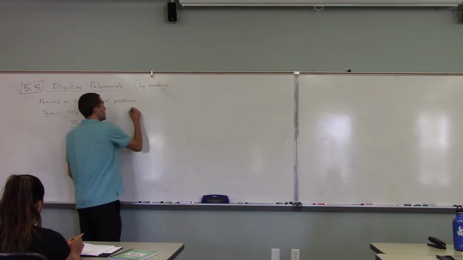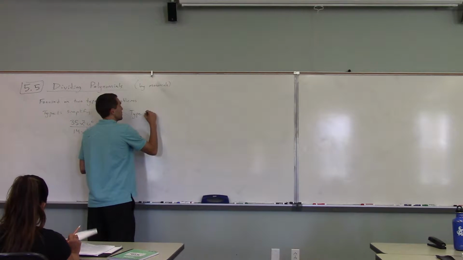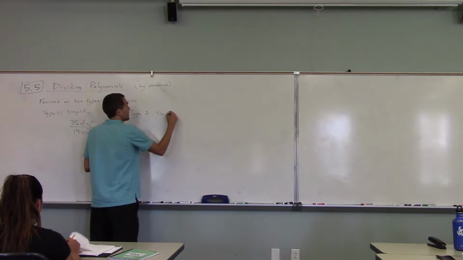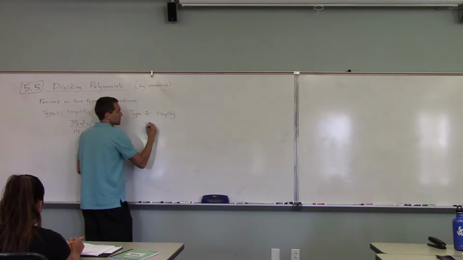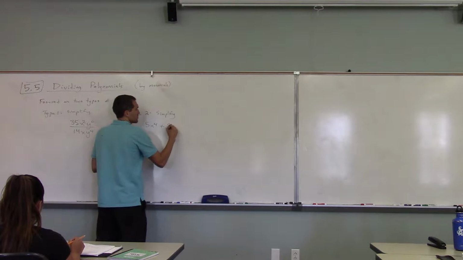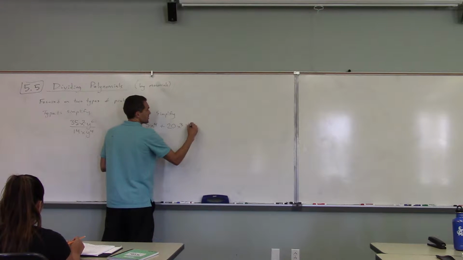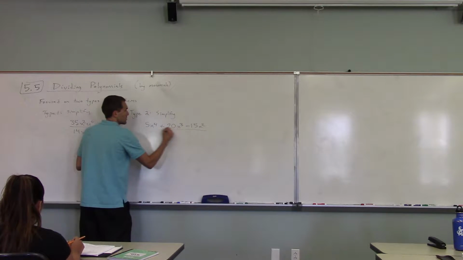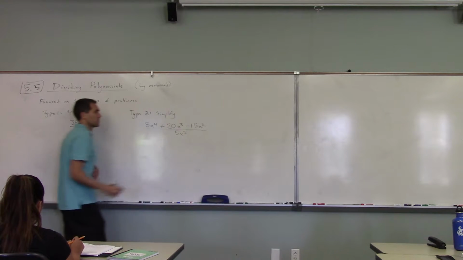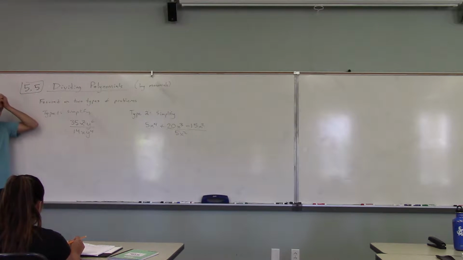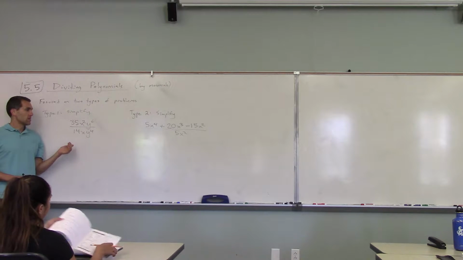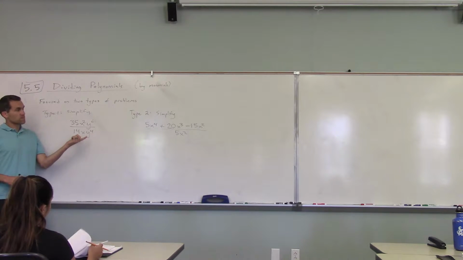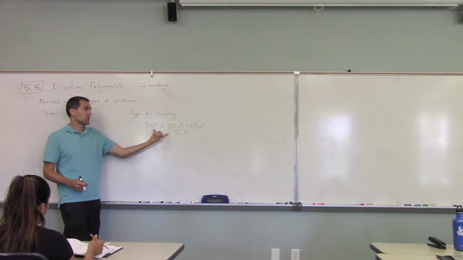And then type two is simplify something like that. So those are really the two types of problems we're going to talk about. I'm going to give you some shortcuts, which again, I'll say avoid these shortcuts when possible. But really, first we'll look at this, then we'll look at this type of problem, which you can split up.